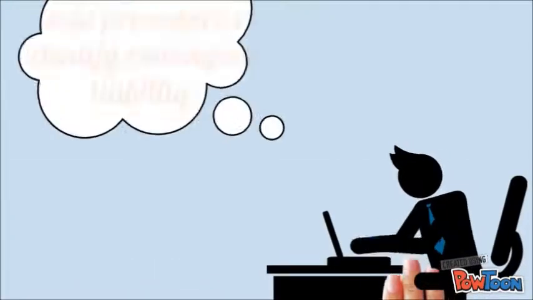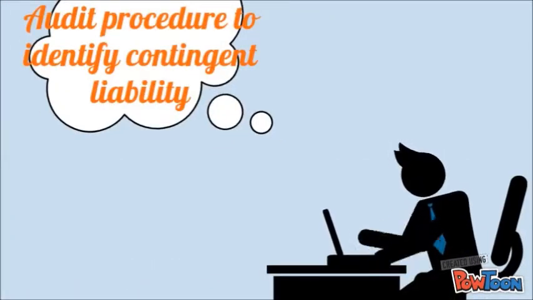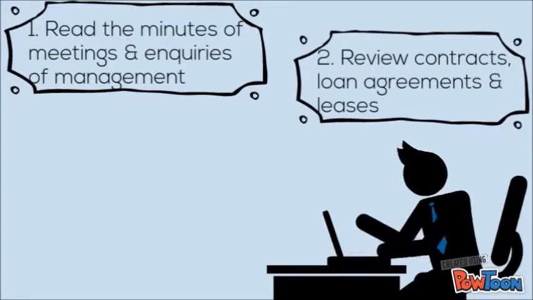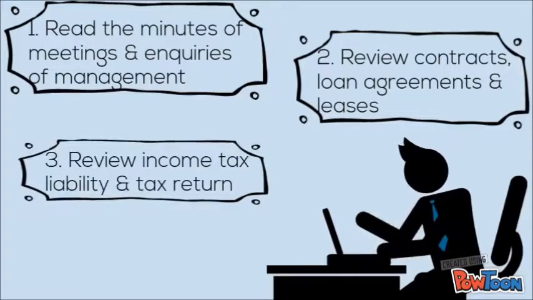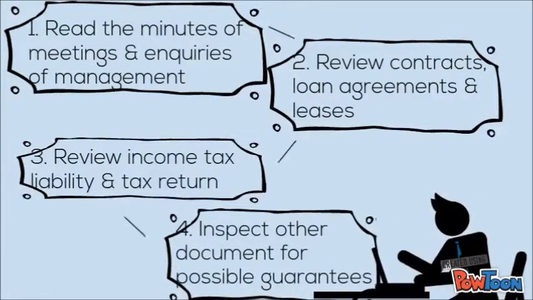The audit procedures to identify contingent liability are as follows. Read the minutes of meetings and make inquiries of management. Review contracts, loan agreements and leases. Review income tax liability and tax return. Inspect other documents for possible guarantees.